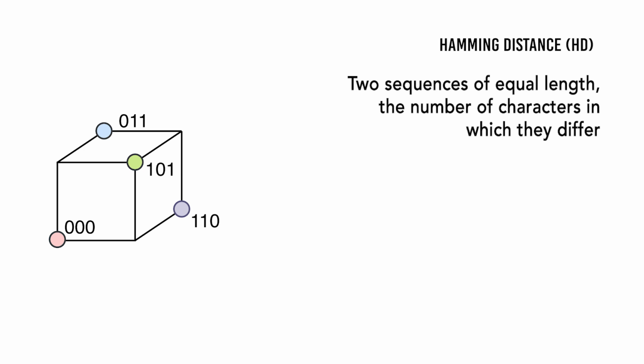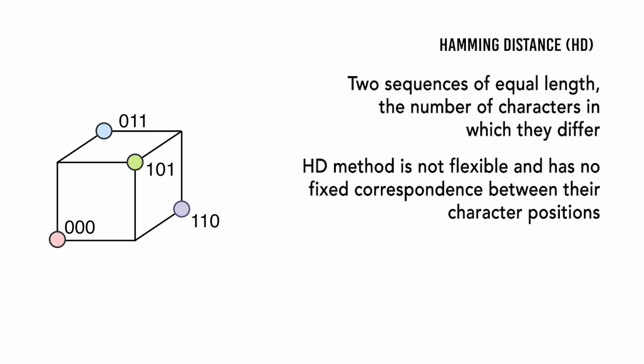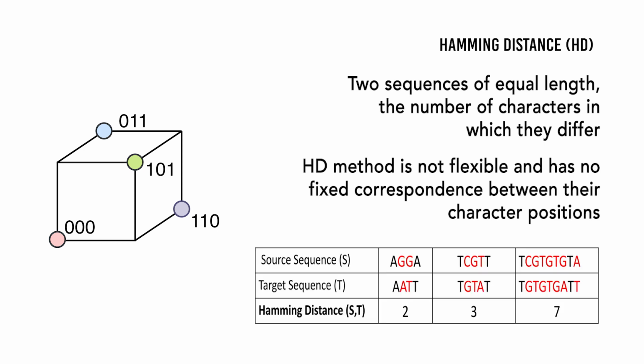This Hamming distance method is not flexible and has no fixed correspondence between character positions. For example, let us take two sequences, the first being the source sequence, represented as S, and the target sequence T. Let us count how many characters they differ. For example, in the source sequence A, G, G, A, the G G is represented in red color, and in the target sequence it is A, T and T.